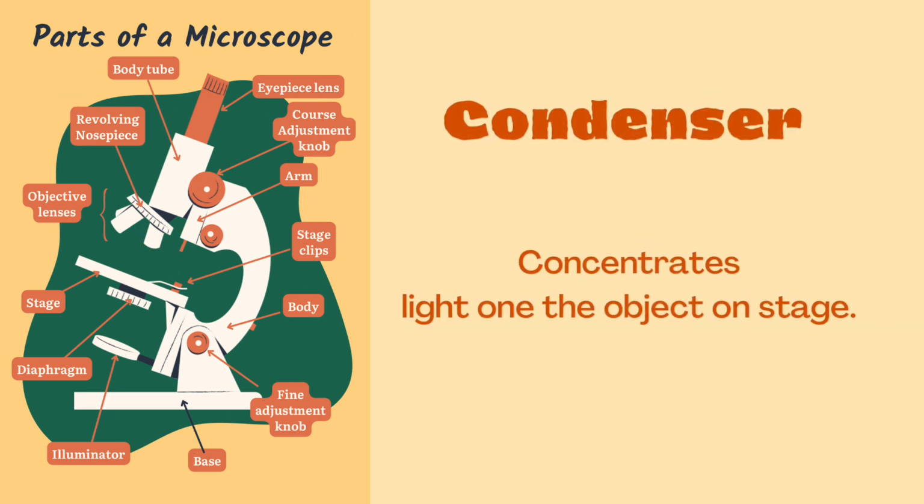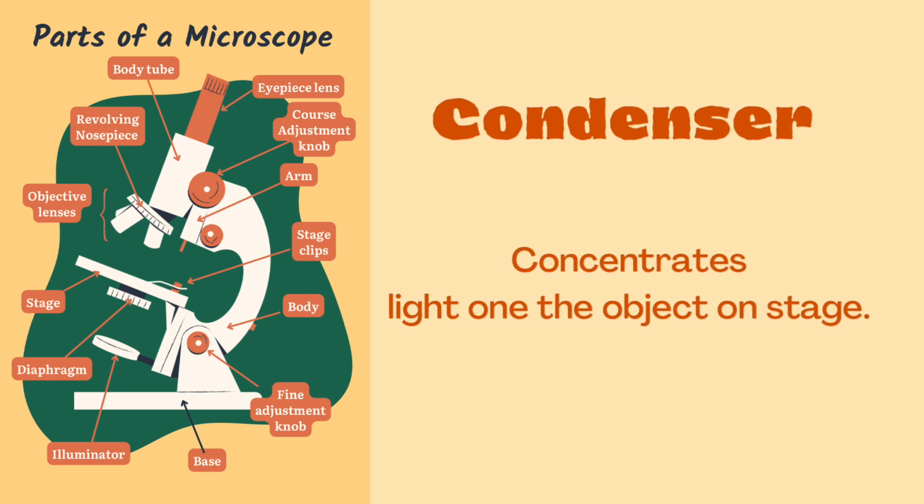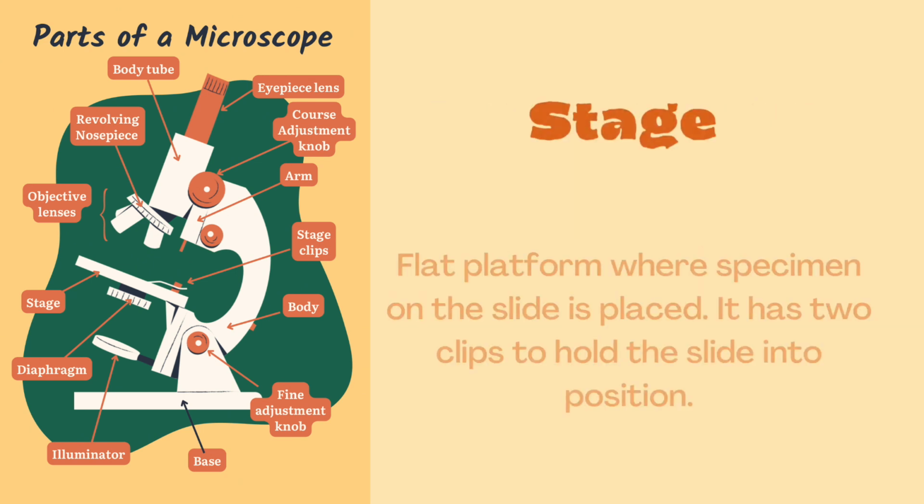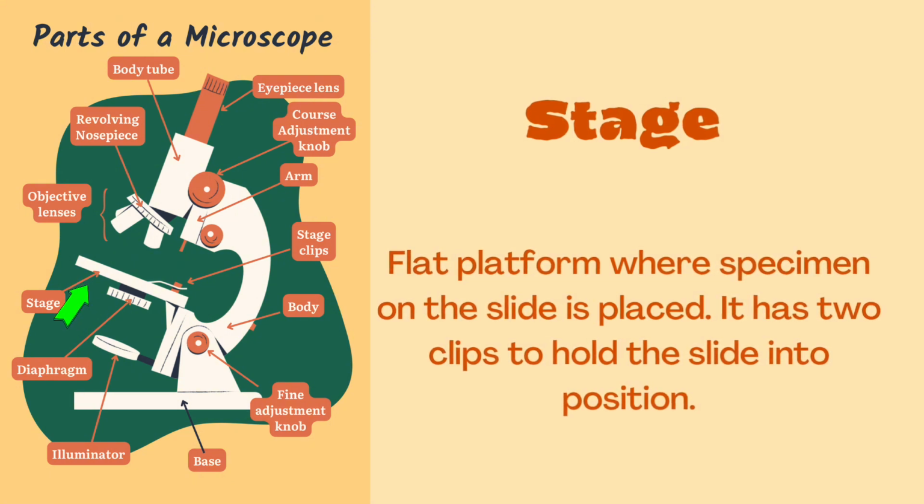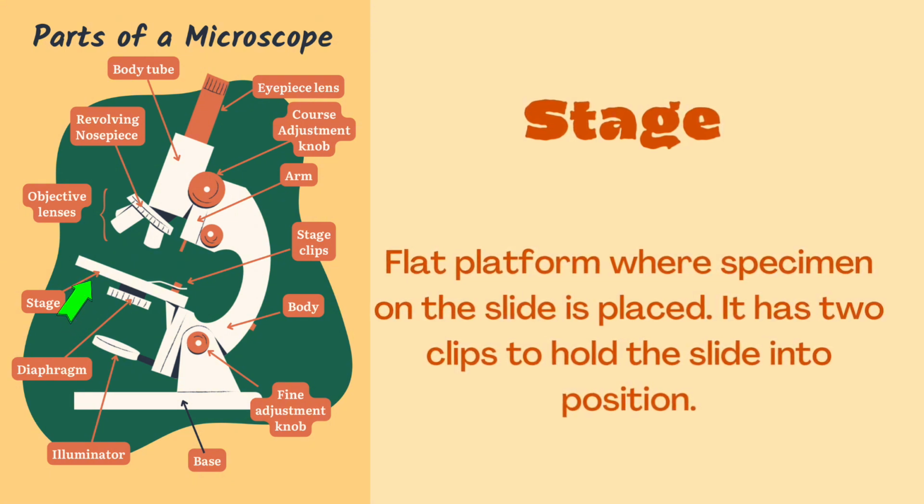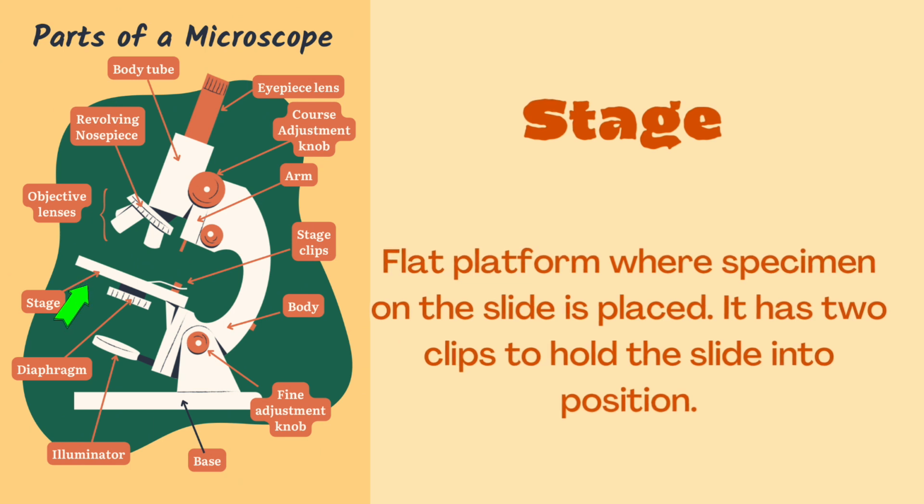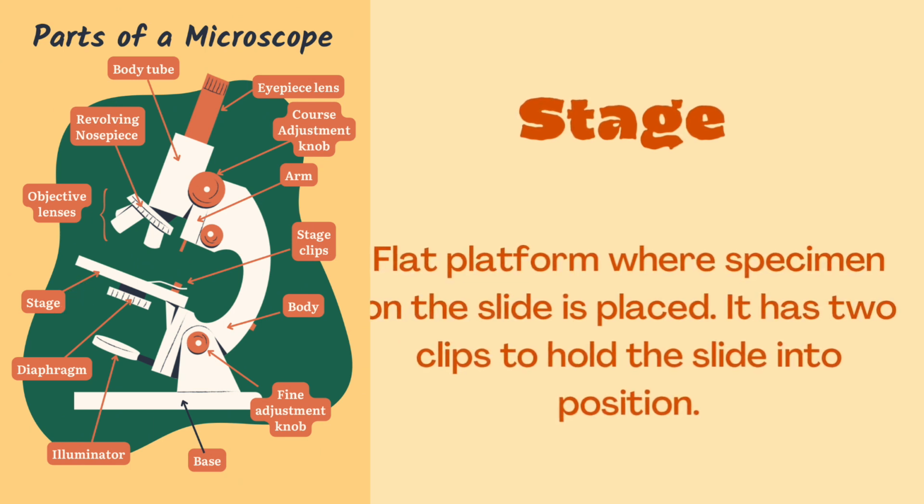Next is the condenser. It concentrates light on the object on stage. Then the stage is a flat platform where a specimen on the slide is placed. It has two clips to hold the slide into position. And those are the parts and functions of the light microscope.